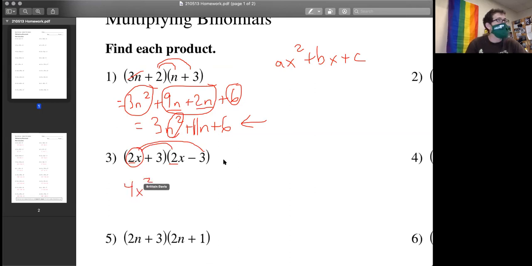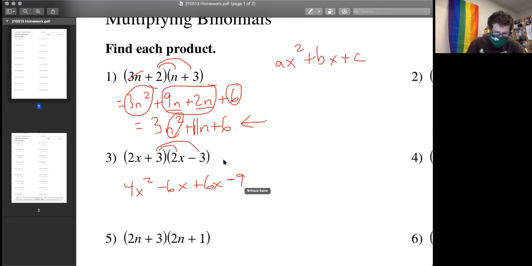You're always going to have a square term. 2x times negative 3, I'm multiplying by negative 3. That's how I can think of it. So 2 times negative 3 is negative 6, and then x is still there. Now I can multiply 3 times 2x to give me positive 6x, because there's no negatives there. And then 3 times negative 3 gives me negative 9.